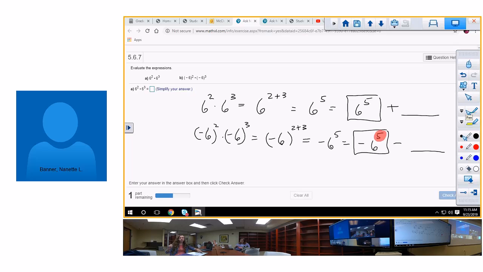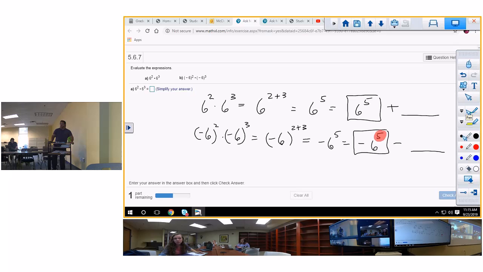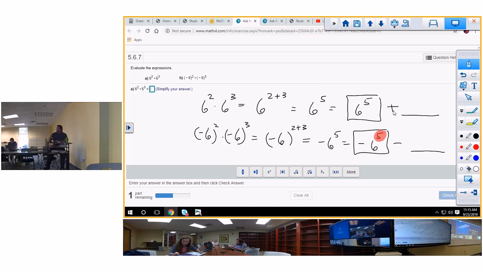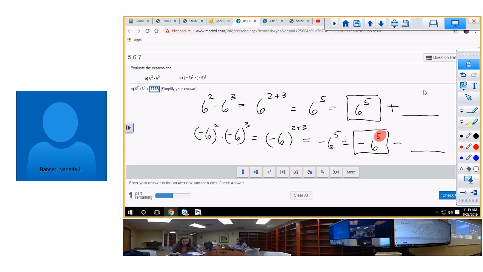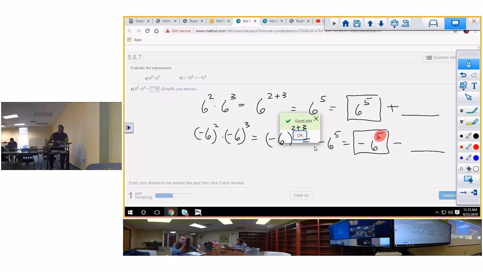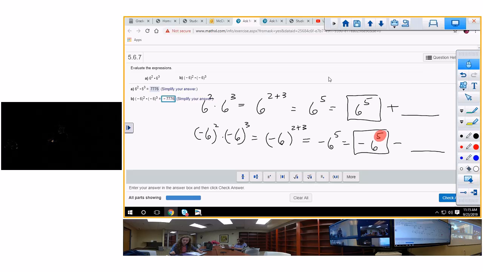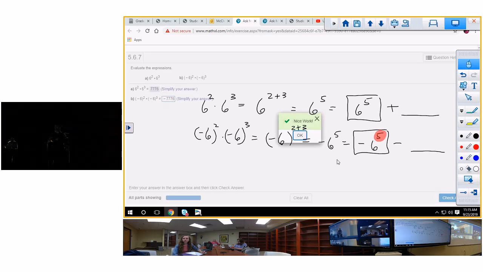Somebody take your calculator and raise 6 to the fifth power for me. And what do you get? Say again? 6 to the fifth power, what is it? 7,000. And that should be the answer. And the next one will be negative. And check. Okay? So that's that one.